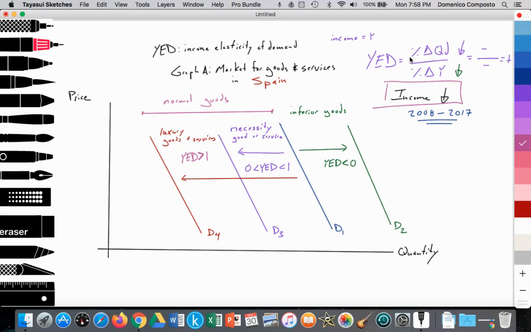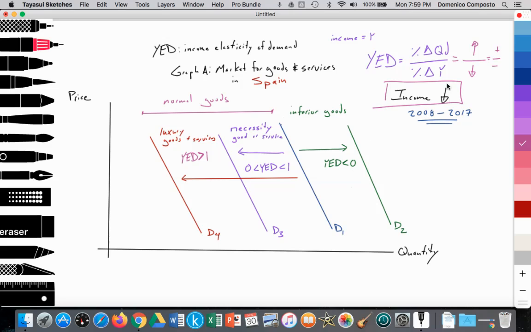As income is falling during this recession period within the Spanish economy, demand for inferior goods increases from D1 to D2. That provides a YED value that is less than 0 or negative. That's a result of the negative causal relationship between income and the quantity demanded. So again, we're assuming that income is falling, but demand is rising. So there we have positive divided by negative gives us a negative value. Thus, YED is less than 0.